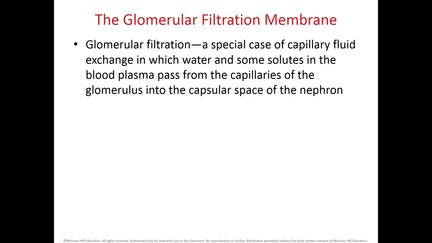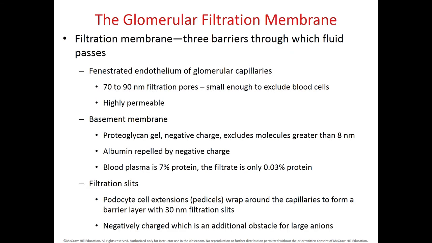So within the glomerulus, we have this special filtration in which water and some solutes in the plasma can pass through these capillaries of the glomerulus into the capsular space, but you prevent anything larger than the size of the filtration slits from going into this capsular space. So filtration happens in this glomerulus, which forms the filtration membrane together with the podocytes. The filtration membrane has three barriers.